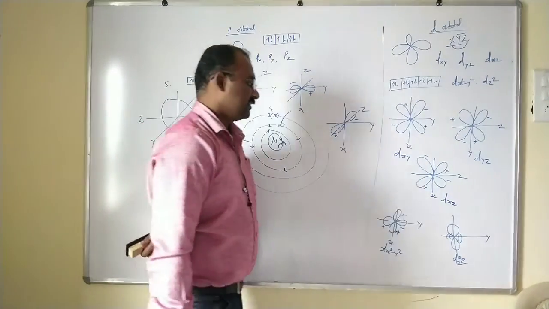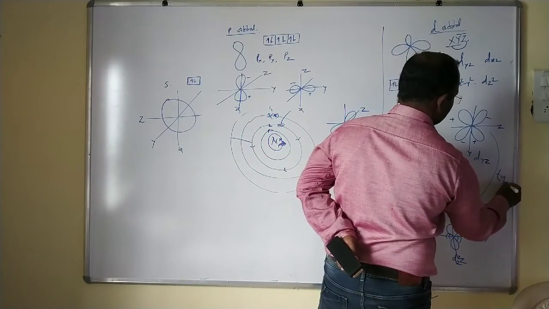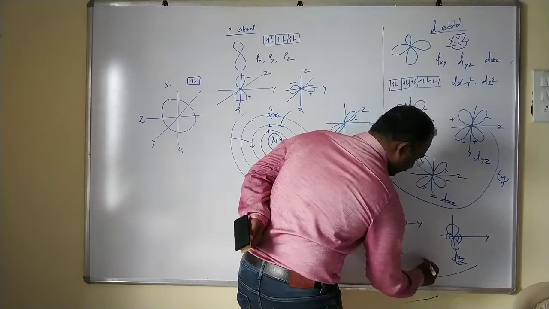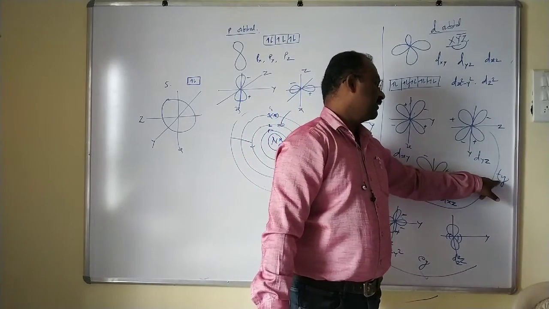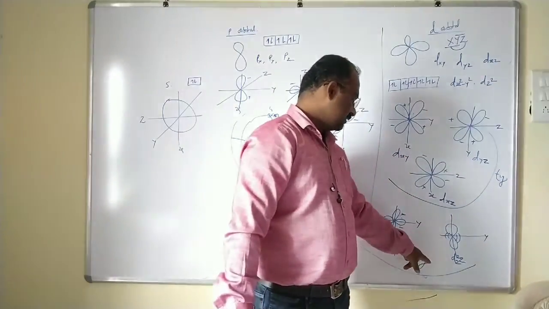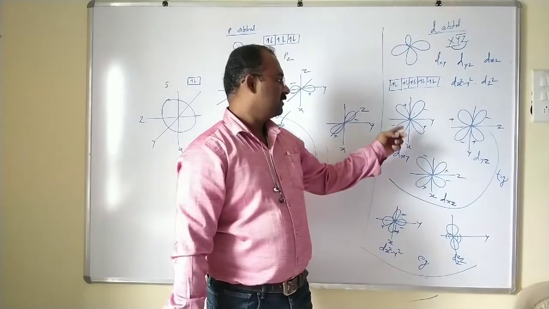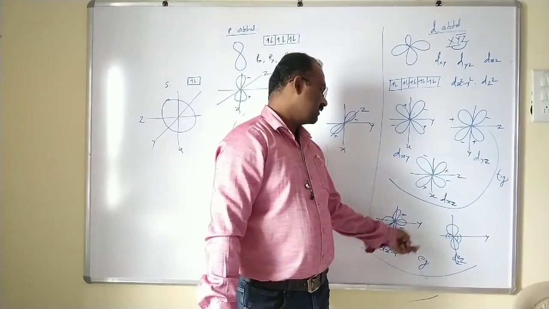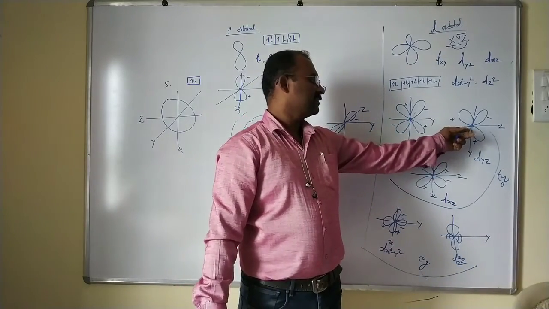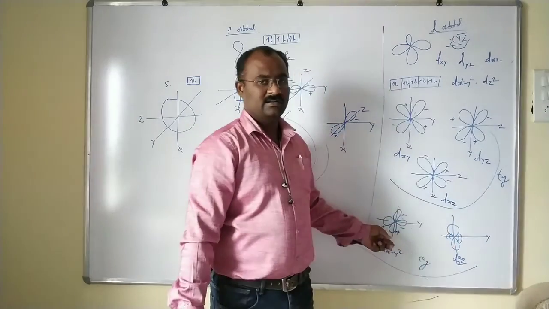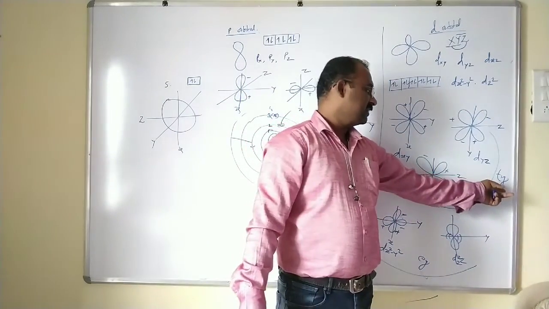These 5 suborbitals are again divided into 2 types. That is, these 3 are called T2g, and these 2 are called Eg. This T2g means triply degenerate gerade orbitals, and this Eg means doubly degenerate gerade orbitals. On the basis of the position of lobes, this divides into 2 parts, that is T2g and Eg. In these 3, lobes are in between the axes, and in these 2, lobes are along the axes. This is the main difference between T2g and Eg, where g stands for gerade.